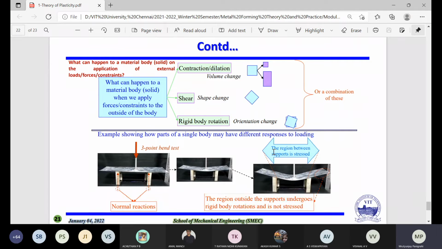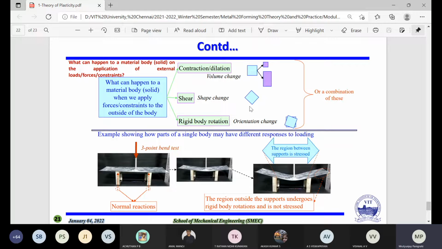So next, what can happen? One question I have added here: what can happen to a material body or solid material on the application of external loads, forces or constraints? Whenever you give some external force, what will happen? For example, you have contraction or dilation, that is, a volume change. If you have this kind of material, it can be squeezed if you give compression, but if you apply tension, it can change to a bigger shape, a volume change. The next one we have is the shape change.